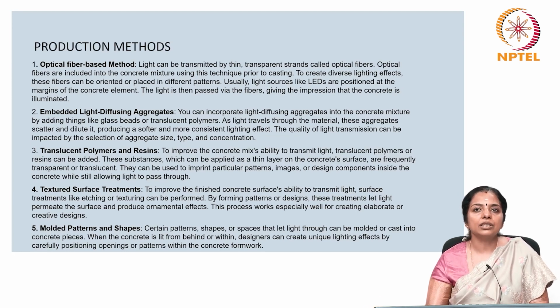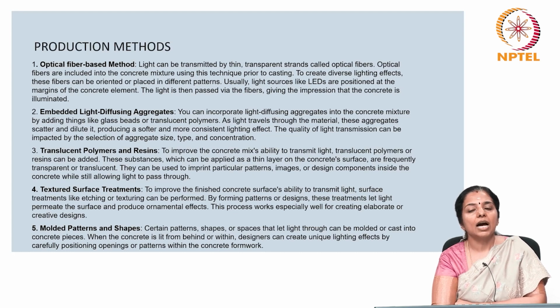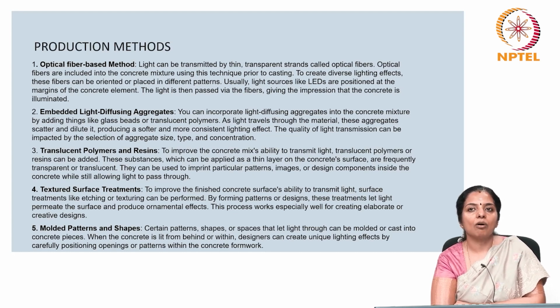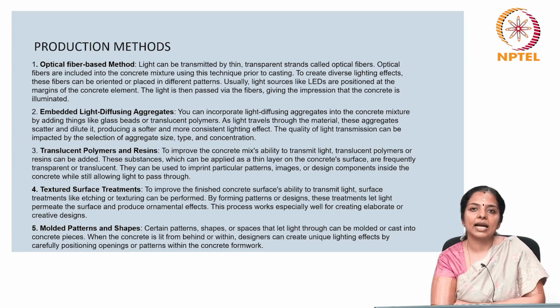Third is translucent polymers and resins. To improve the concrete mix's ability to transmit light, translucent polymers or resins can be added. These substances, which can be applied as a thin layer on the concrete's surface, are frequently transparent or translucent. They can be used to imprint particular patterns, images or design components inside the concrete while still allowing light to pass through.